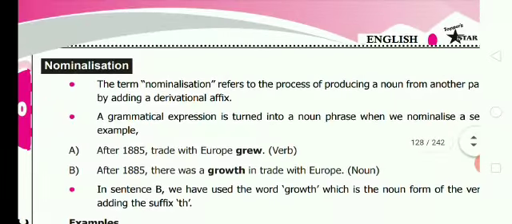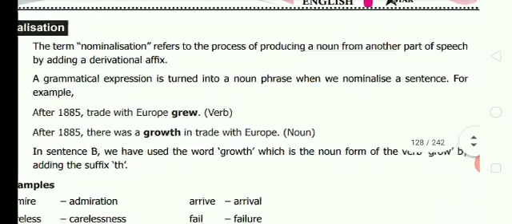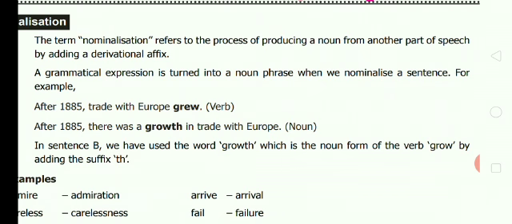The term nominalization refers to the process of producing a noun from another part of speech by adding a derivational affix. A grammatical expression is turned into a noun phrase when we nominalize a sentence. For example, after 1885, trade with Europe grew. So this is verb. After 1885, there was a growth in trade with Europe. Growth is noun form. In sentence B, we have used the word growth, which is the noun form of the verb grow, by adding the suffix th.